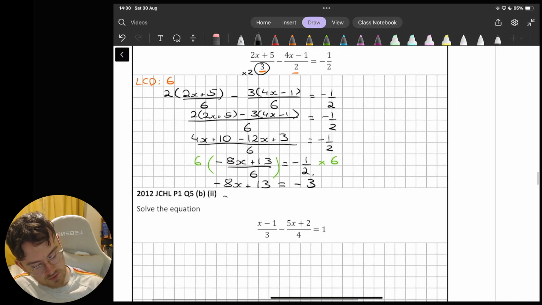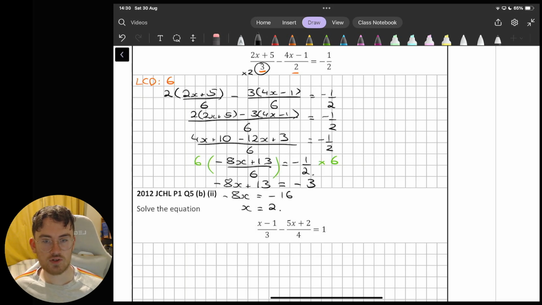Now it's just a matter of solving the resulting equation. I'm going to bring the minus 13 to the other side. So that's going to be minus 16. Divide by minus 8, and that's going to give me an answer of 2.